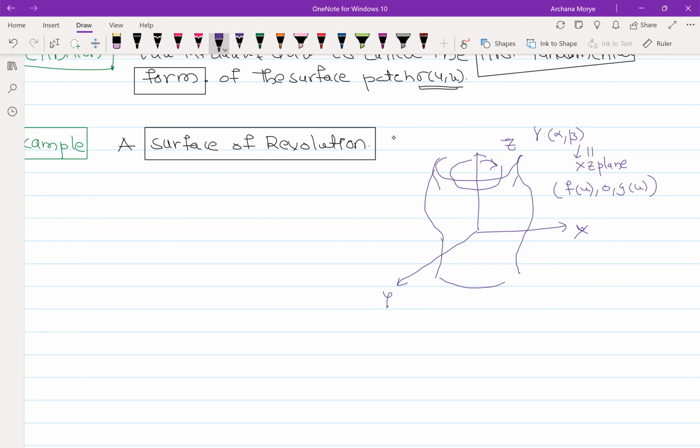Not a little, more bad. So it will look like this. Is that okay for you? Yes, ma'am. Okay. So then whatever surface we get, that is called a surface of revolution.